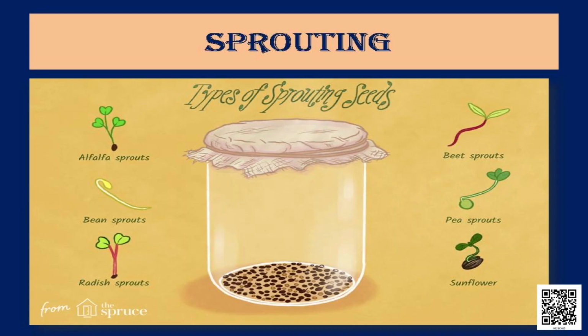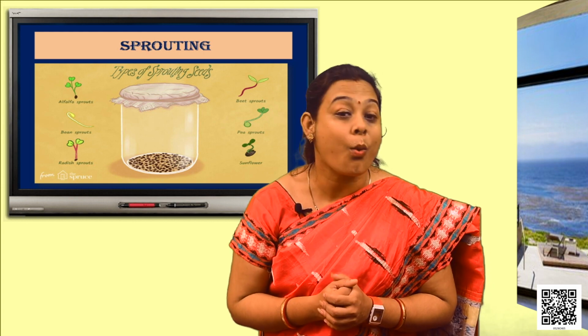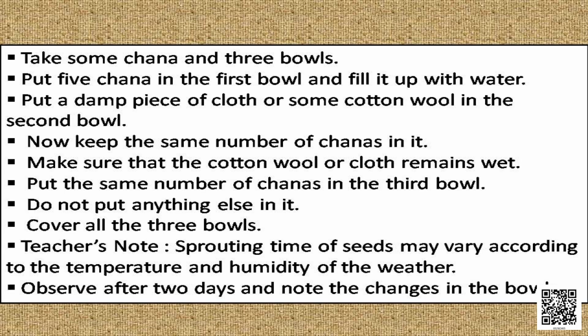Now we have to learn how the seeds germinate. So here is an activity for you all to do and find out. Take some chana and take 3 bowls. How many? 3 bowls, okay? Take the first bowl and put 5 chanas in it and fill it up with water, right? Then in the next bowl, take a damp piece of cloth or some cotton and put 5 chanas in the second bowl, right?